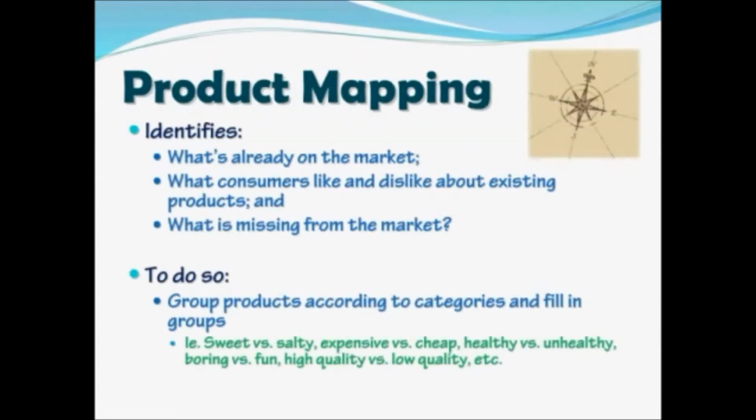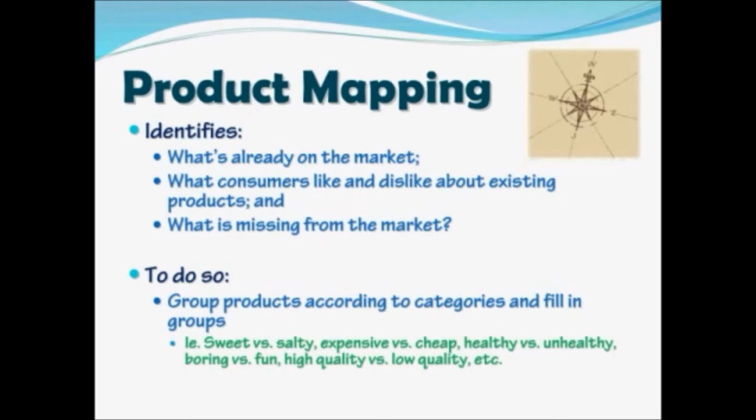So the first tool is the product mapping. This identifies what's already out there in the market. It identifies what consumers like and dislike about existing products. It identifies what is missing from the market. So think about idea screening. In order to screen your idea, you really need to consider what's out there. You need to consider what consumers like and dislike.